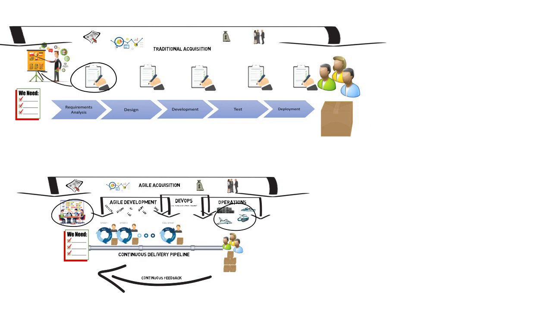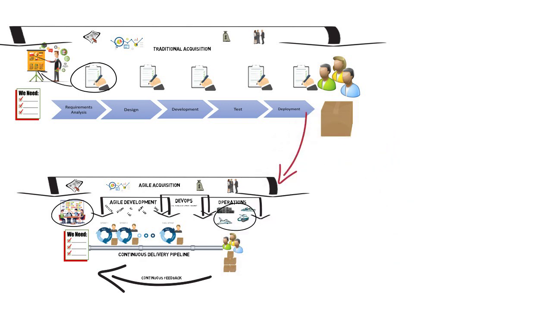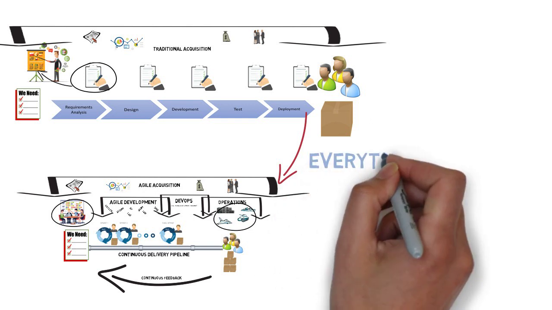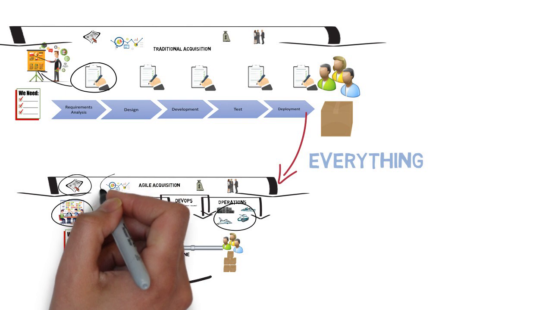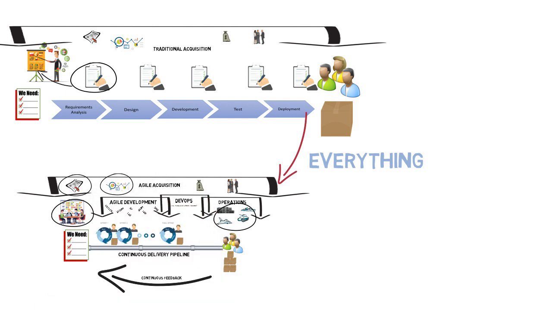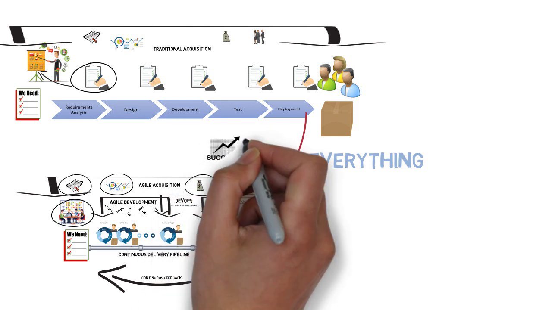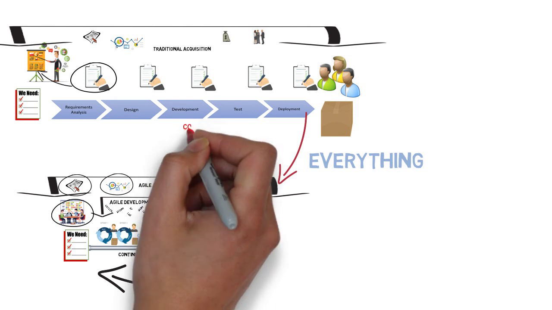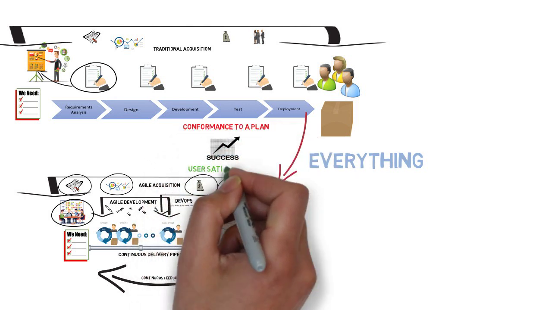What do we need to change if we want to go from a traditional acquisition approach to an Agile acquisition approach? The answer is almost everything. We need to restructure our contracting approach, develop the appropriate metrics to track the progress and success of the program, alter how we fund the acquisition, and change the overall culture. Remember, we're completely redefining success. We're moving from the primary measure of success being conformance to a plan to the primary measure of success being user satisfaction.